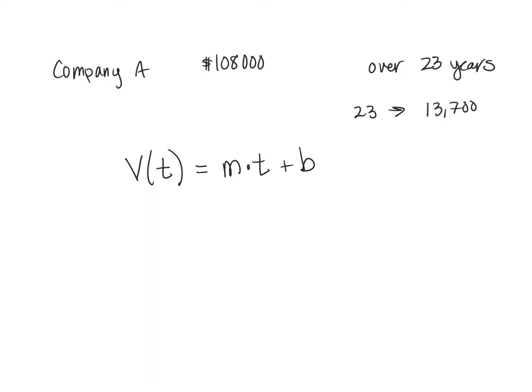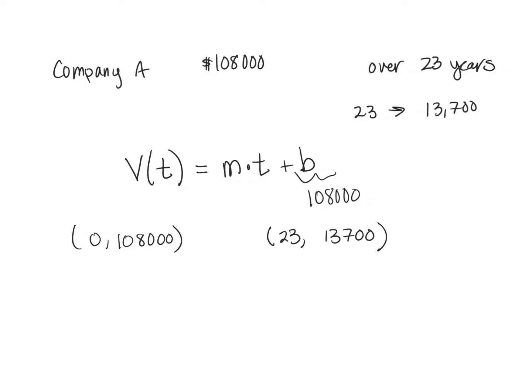Now, when it is 0 years old, it's worth $108,000. We know that, right? So we know that $108,000 is a point in this graph. We also know that 13,700 is a point in this graph. And so we want to see what this slope looks like over time.